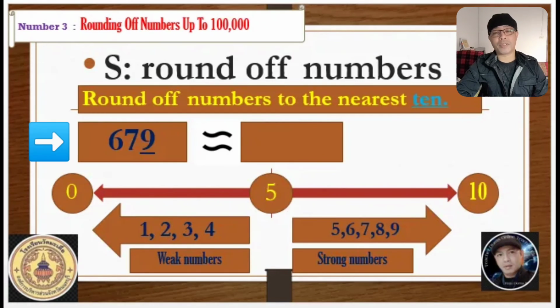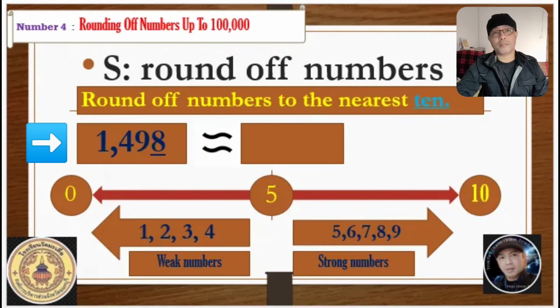Round off numbers to the nearest 10, that's number 3, 679. Practice test number 4. Round off numbers to the nearest 10, 1498.